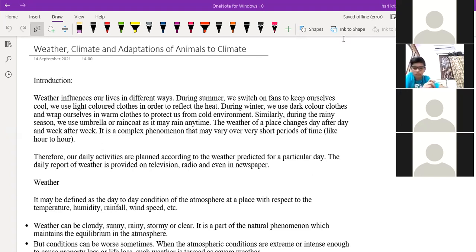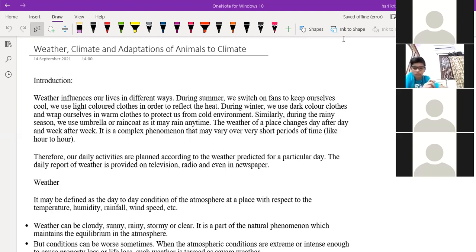So, what about the climate? Sir, I'll state the definition for weather. Climate is the average weather in a particular region over a long period of time. Okay, good. And adaptation is a trait that makes an animal suited to its environment, like polar bears living in the polar region. Very good.